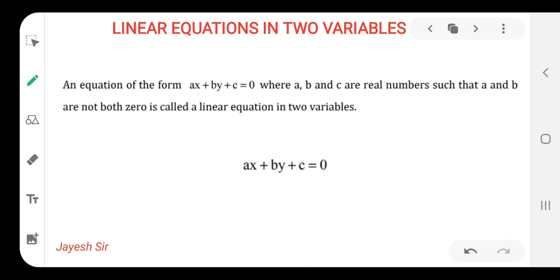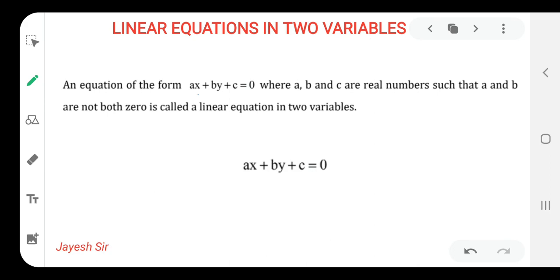The little change over here is that there are two variables, and the equation will be formed like this: ax plus by plus c. This is the standard format for forming a linear equation in two variables. Afterwards, by solving sums based on that, we will get our concept clear of what a linear equation in two variables actually means.